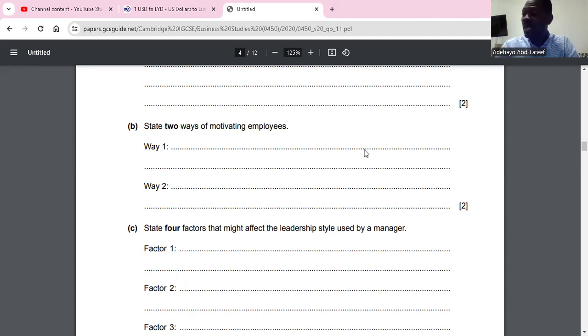So there are different ways in which employers can motivate their employees. One, through job satisfaction. When we talk about job satisfaction, we're talking about job enrichment, job rotation, and job enlargement. So that means you can say job enrichment and job enlargement. Do you get my point here?